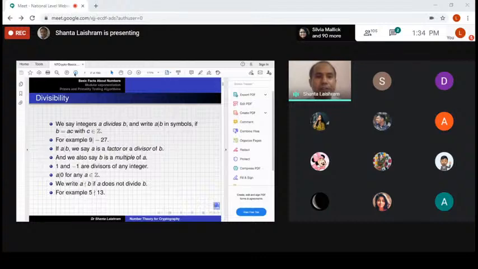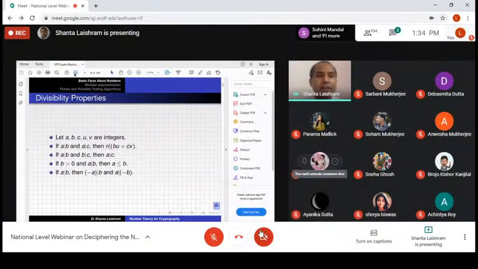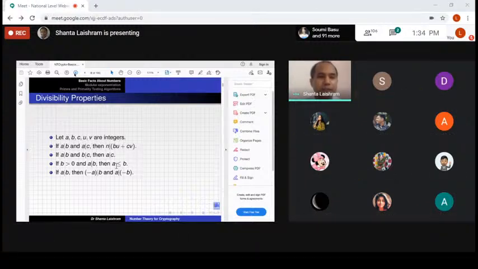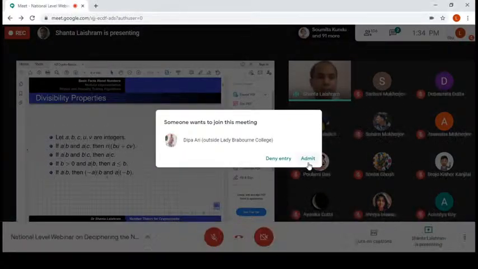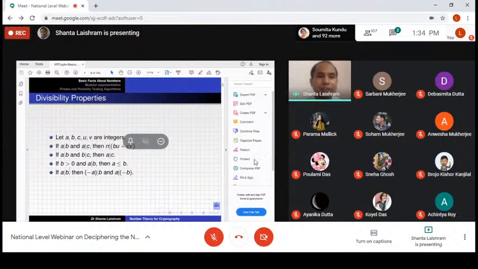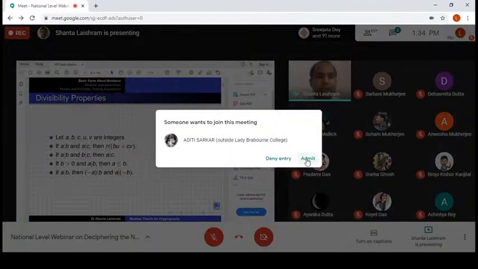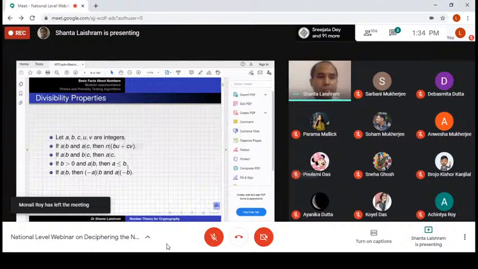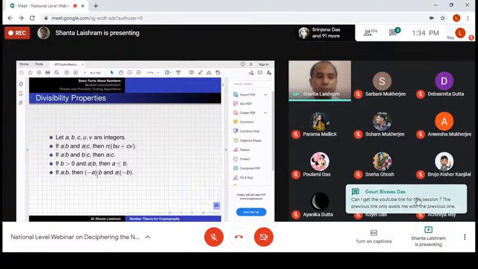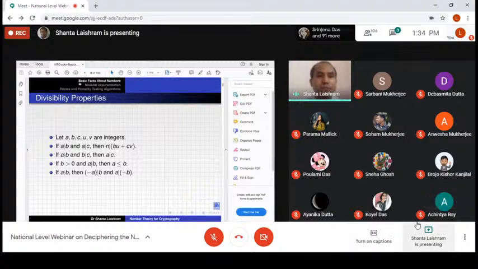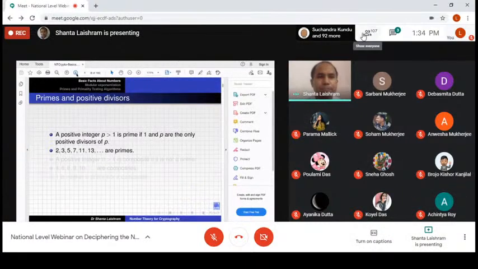And you have other properties, like linear combination: if A divides B and A divides C, then A divides the linear combination of B and C. And it is transitive: if A divides B and B divides C, then A divides C. And one sort of Archimedean property is that if B is positive and A divides B, then A is less than or equal to B. And of course, if A divides B, then plus or minus A divides plus or minus B. So these are some very basic facts.